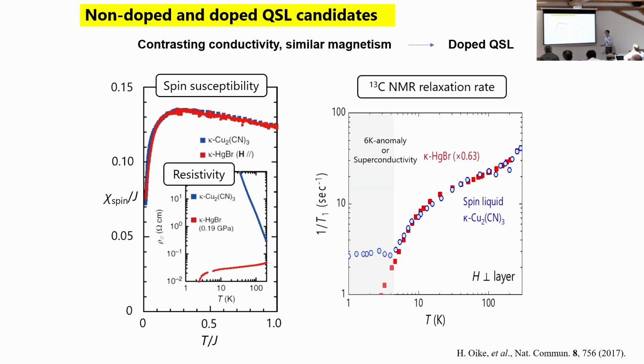However, the interesting point is the magnetic properties. If the spin susceptibility and temperature are normalized to the energy J, the two materials show nearly exactly the same behavior in static spin susceptibility and also in dynamic spin susceptibilities. At low temperatures, below 6 kelvins, this anomalous phase in the non-doped spin liquid is replaced by superconductivity in this doped system. The superconductivity I will show later.